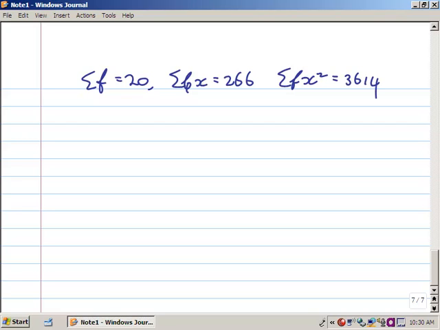Alright, let me repeat those. Sorry. Sigma f was 20. Sigma fx is 266. And sigma fx squared is 3614.